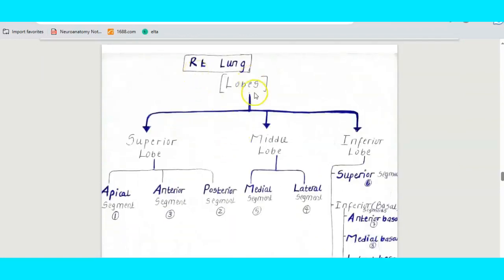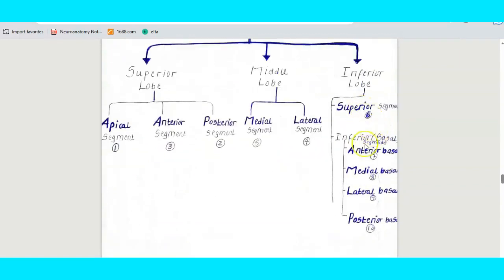For the right lung, it has three lobes, right? The superior lobe has three segments: apical, anterior, and posterior. While the middle has two segments: medial and lateral. Then the inferior lobe has five segments: superior, anterior, medial, lateral, and posterior, which I will show you soon.